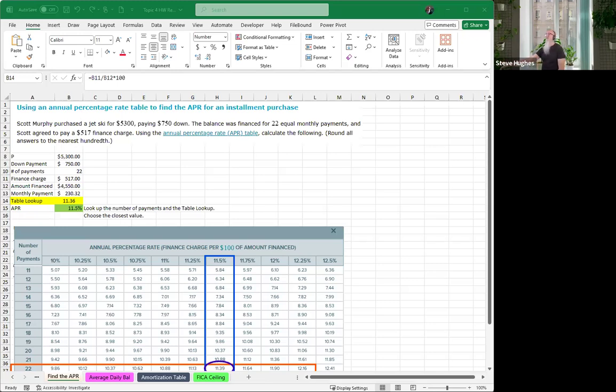Good morning, everyone. We're going to have a little bit of fun today using an annual percentage rate table to find the APR for an installment purchase.